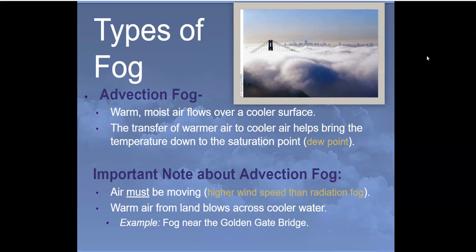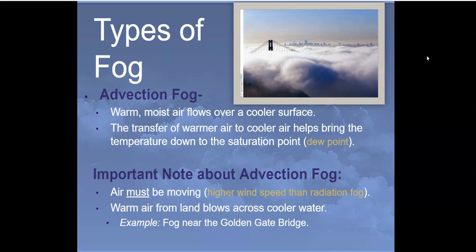Advection fog is a little different. The warm, moist air will flow over a cool surface, and the transfer of warm air to cool air helps bring the temperature down to the saturation point, or that dew point. The air has to be moving in order for advection fog to occur. So the higher the wind speed, the more likely you are to have an advection fog.